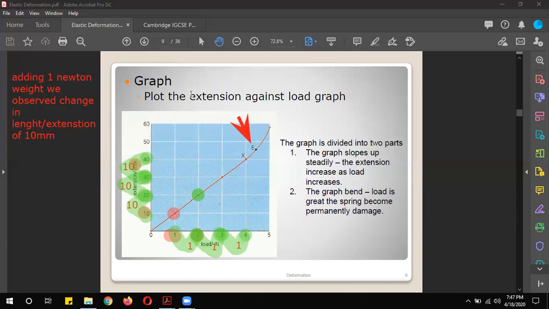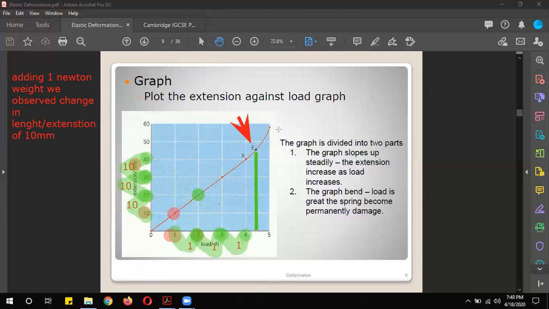Now let's see here what happens, because now we are going to cross the elastic limit. Now the elastic limit lies here. It means that's the elastic limit. Clear?